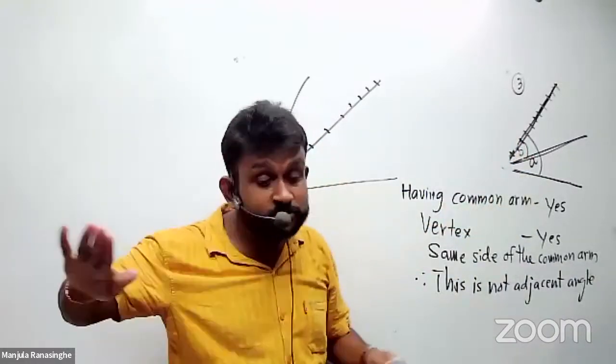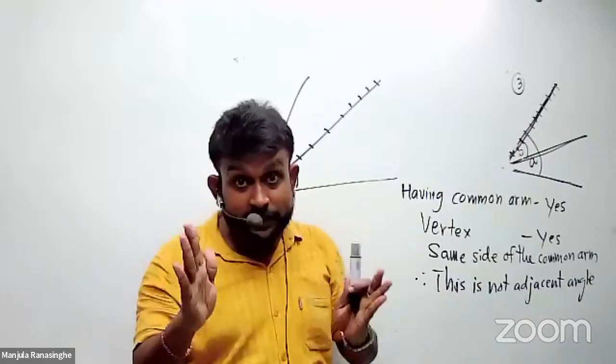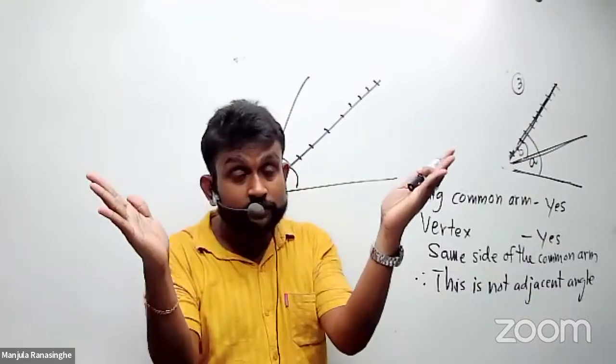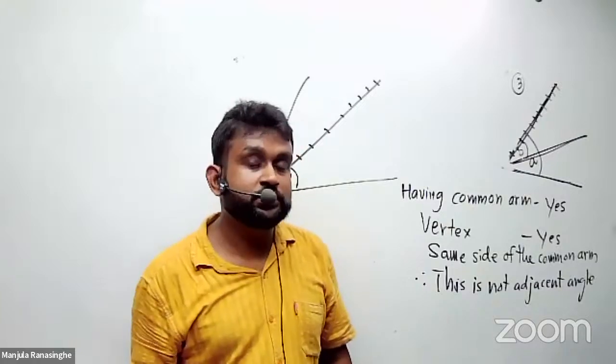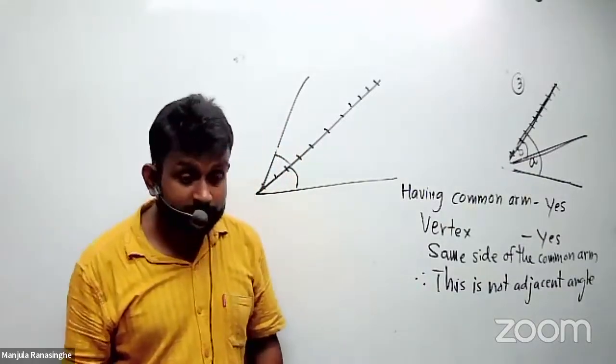Same side. So same side cannot be accepted. Right? They shall be on both sides of the common arm. If that only, that becomes an adjacent angle. Okay? Okay, sir. Right. Okay, Putta.